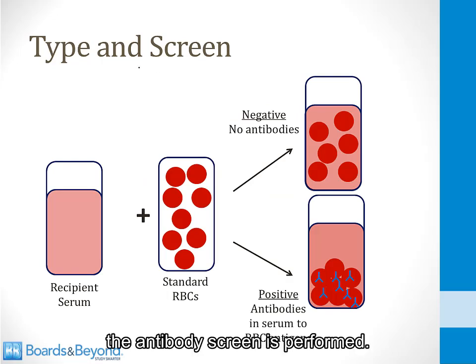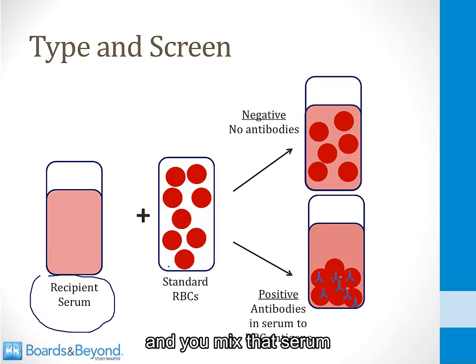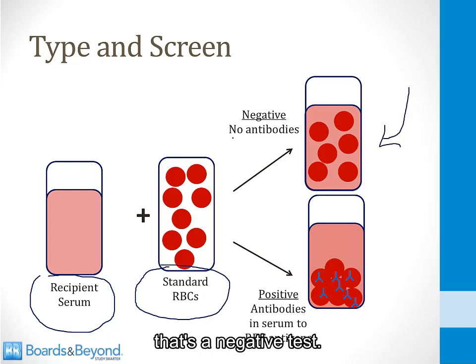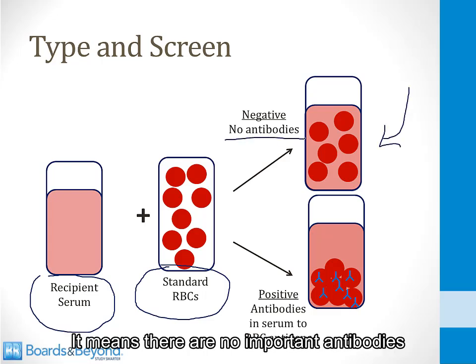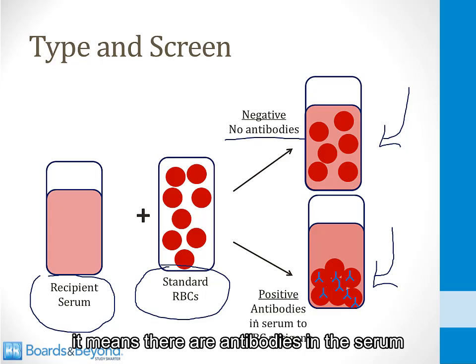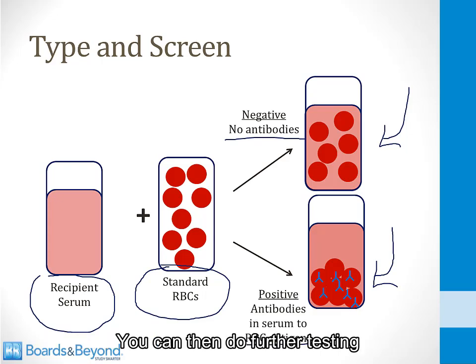Here's a depiction of how the antibody screen is performed. You begin with the recipient serum, and you mix that serum with standard red blood cells that contain many different red blood cell antigens. If there is no agglutination, that's a negative test. It means there are no important antibodies in the recipient serum. If the red blood cells agglutinate, it means there are antibodies in the serum to some of the more rare red blood cell antigens. You can then do further testing to figure out exactly which antibodies are present.